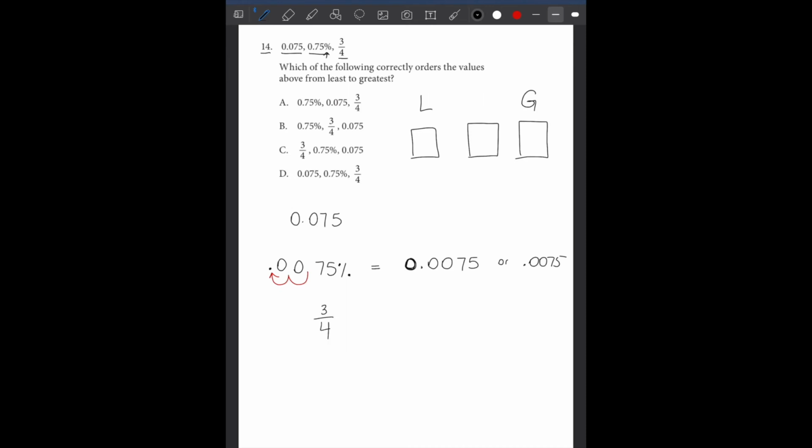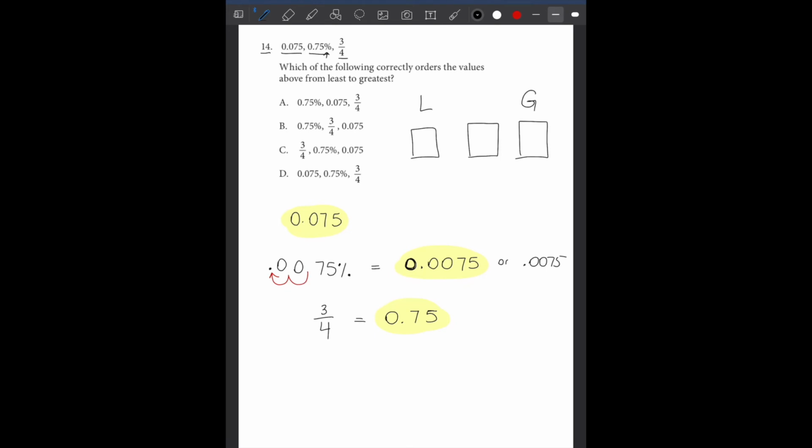The last one is 3 over 4. You could do this long division like this and solve it that way, but I just think of it as a quarter. So if we have 3/4, we have 75 cents, right? So it's simply just 0.75. That's it. So we're comparing this number to this number to this number. So now everything is in the same form. Now we know which one we're going to be picking.